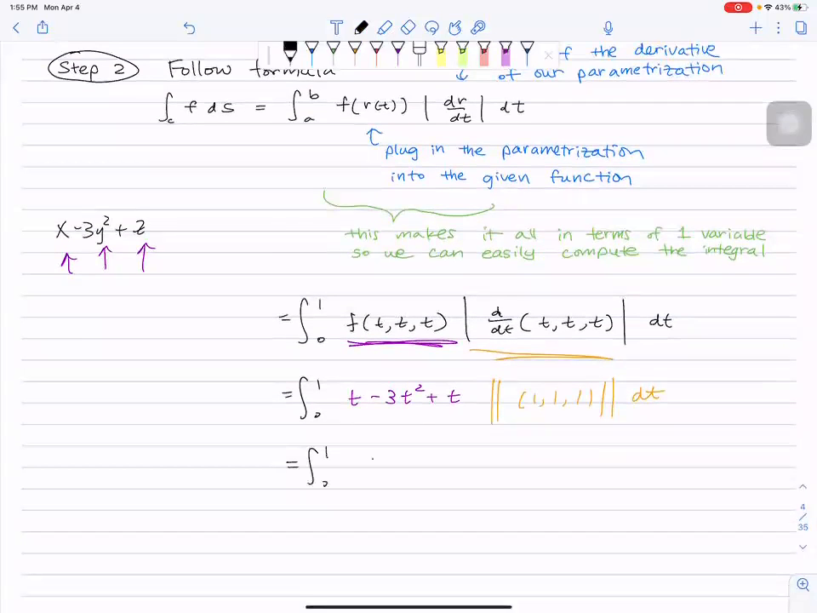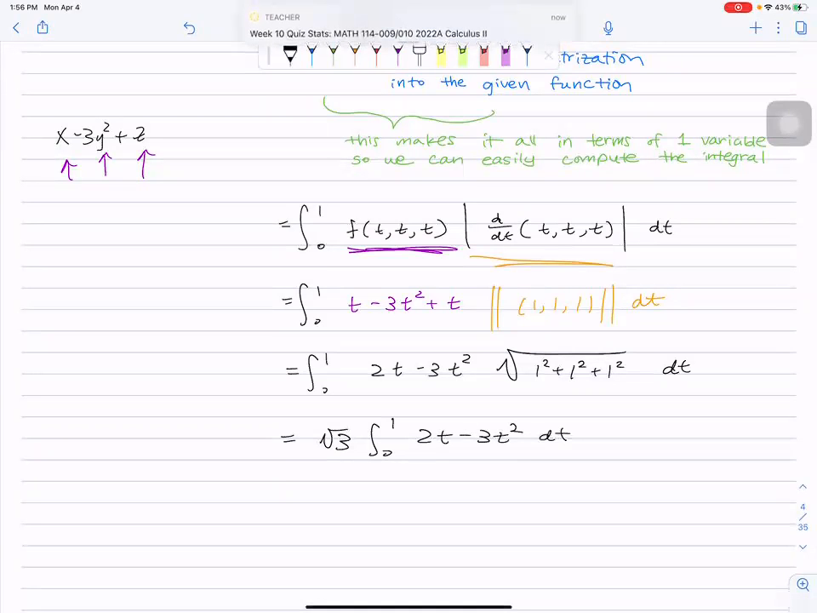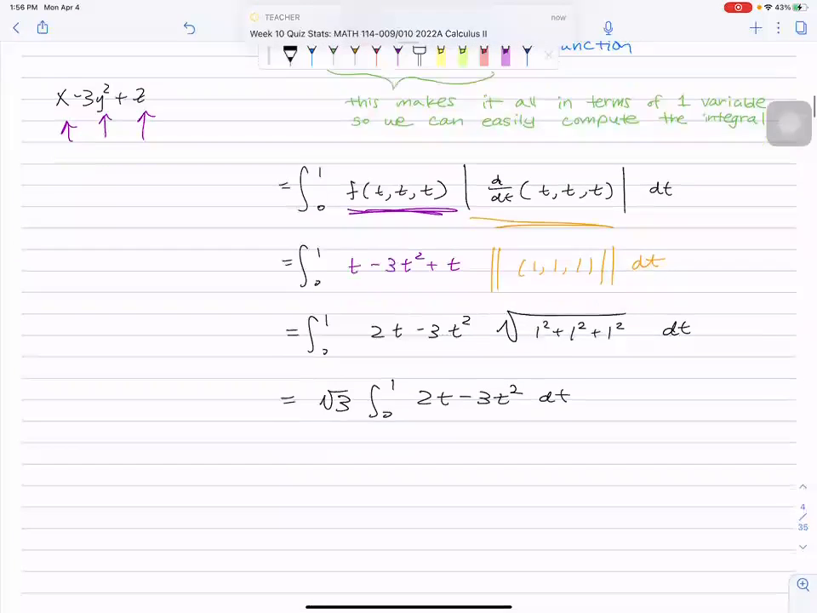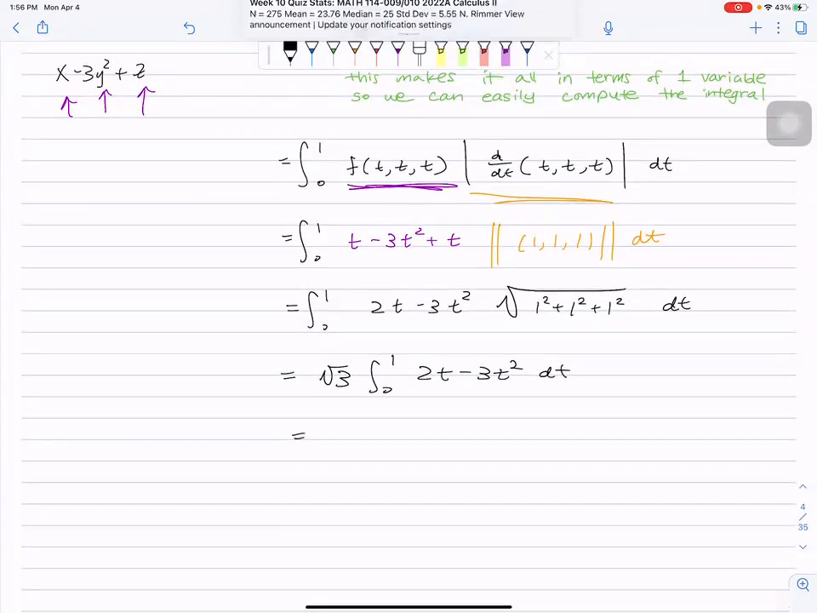And so that gives you 2t minus 3t squared. This length is 1 squared plus 1 squared plus 1 squared, so you get square root of 3 times the integral from 0 to 1 of 2t minus 3t squared. Then move the square root of 3 to the front, and then you can take the integral as normal. You'll find that you get 0.